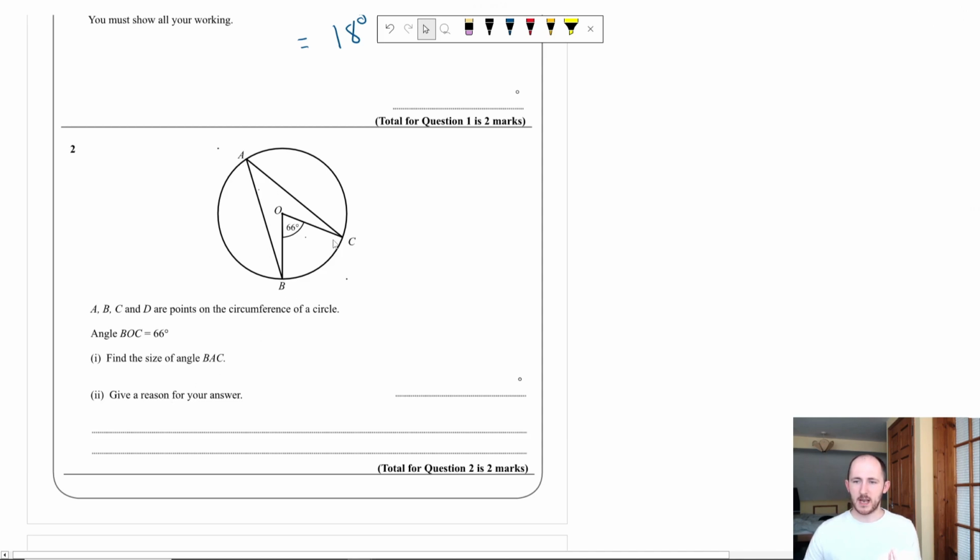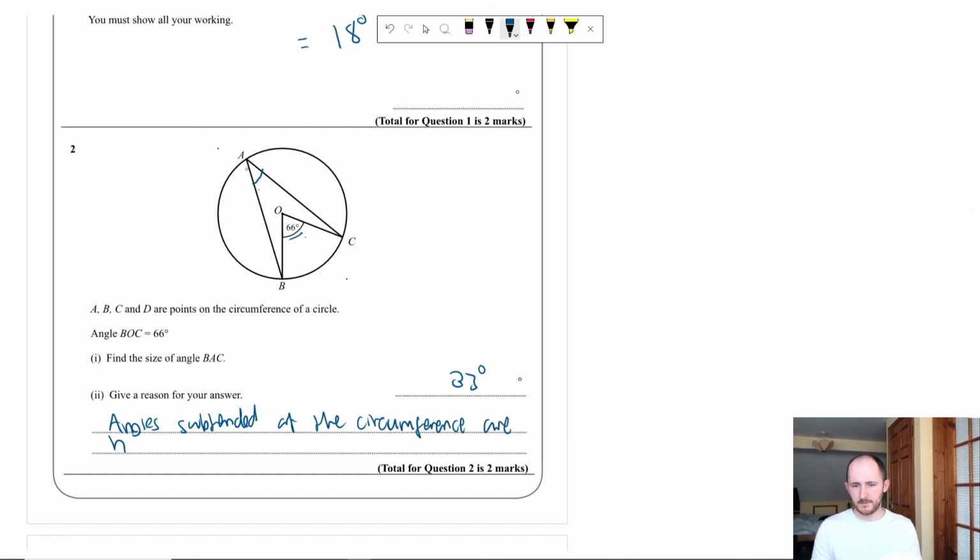So this circle theorem here is one that's very important. Angles at the center are twice that of the circumference. So here it's going to be half the angle that it is here. In other words, it's 66 divided by 2, which is 33 degrees. And that is because angles subtended at the circumference are half the angles subtended at the center.